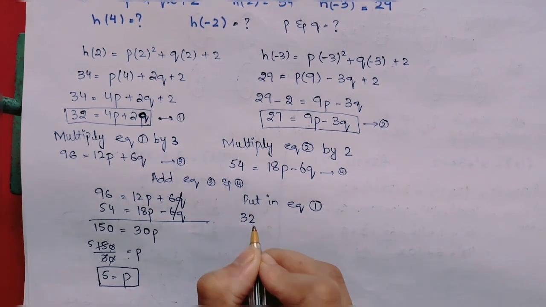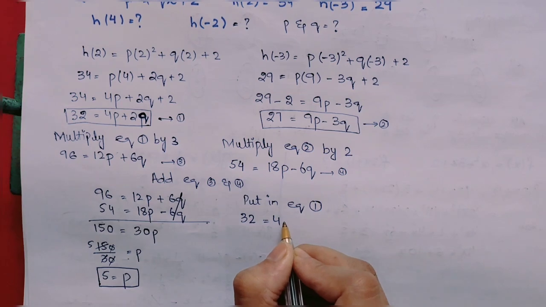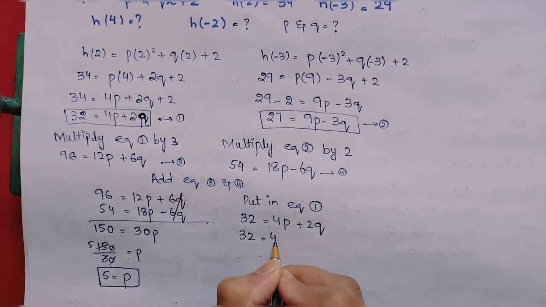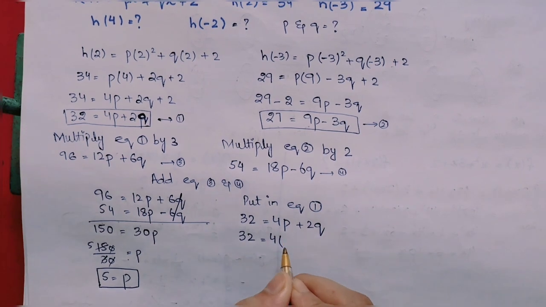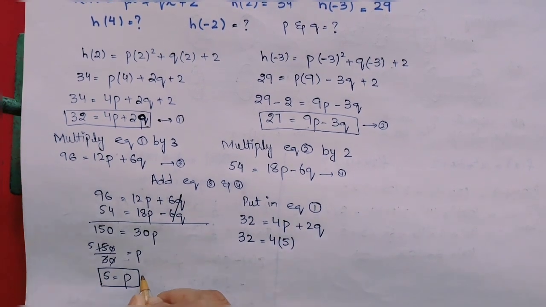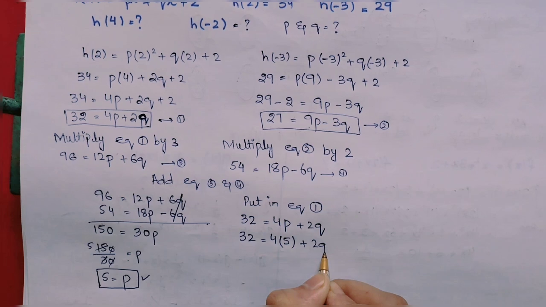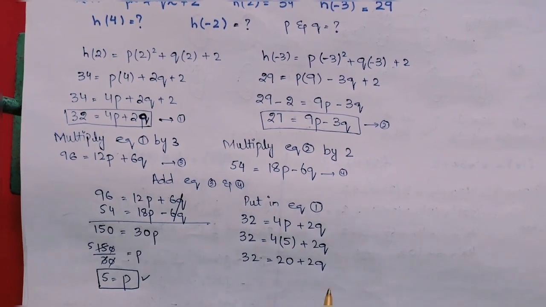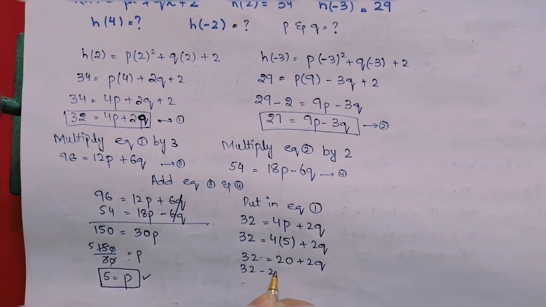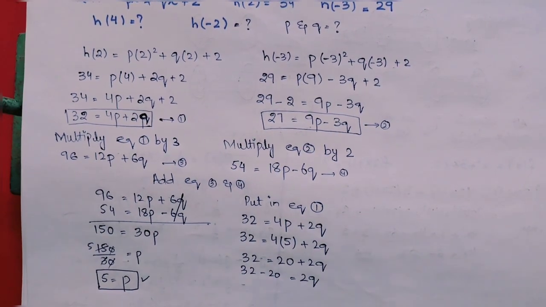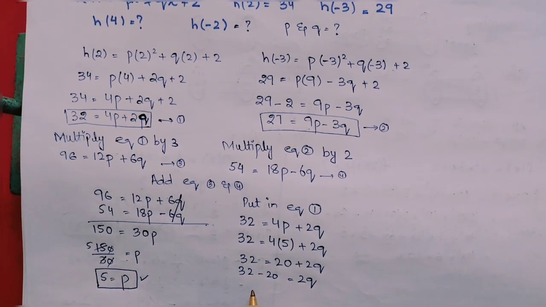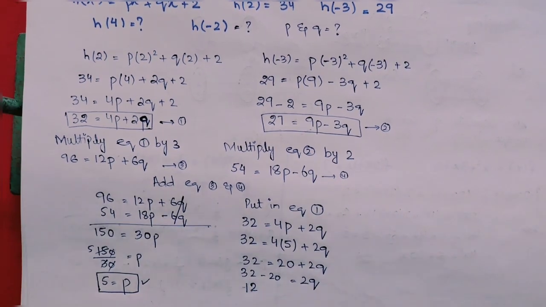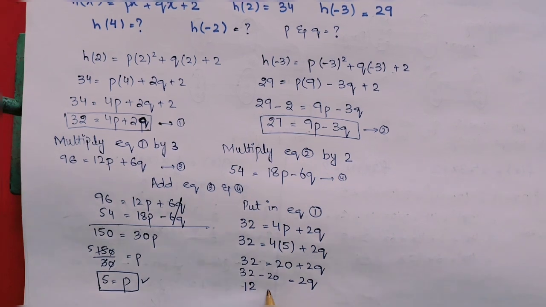So 32 is equal to 4p plus 2q. 32 is equal to 4, and instead of p, I am writing 5, its value, plus 2q. 32 is equal to... 32 minus 20 is equal to 2q. This becomes 12 is equal to 2q.